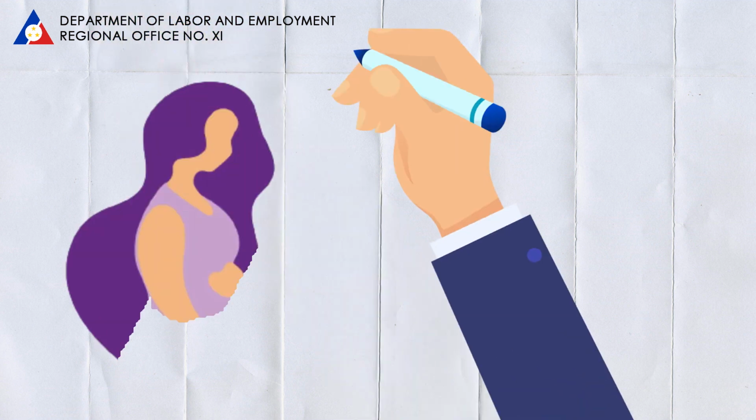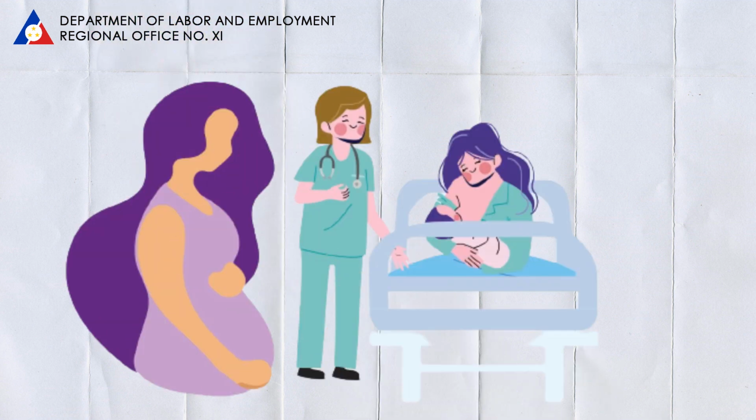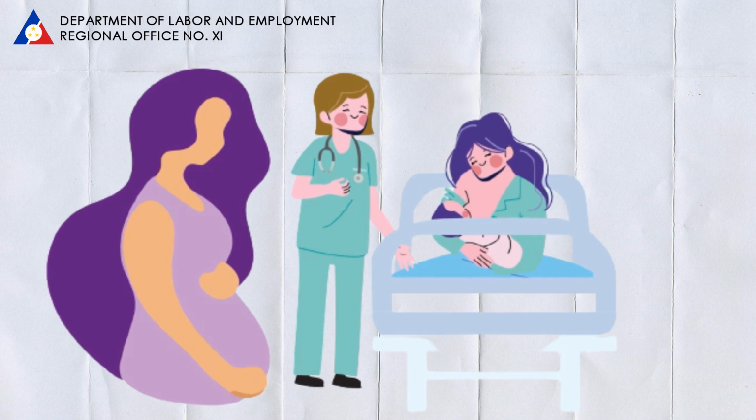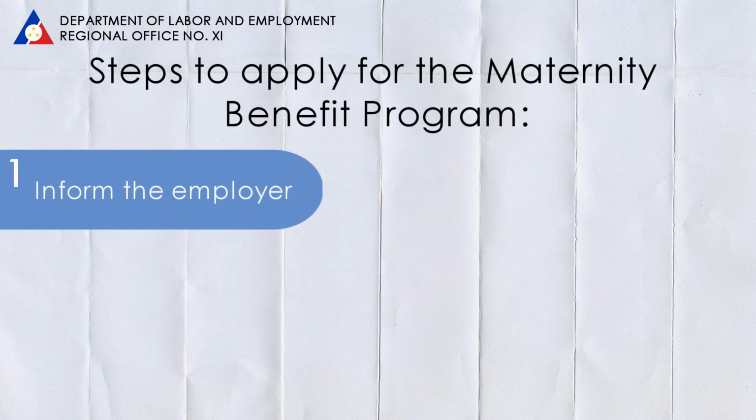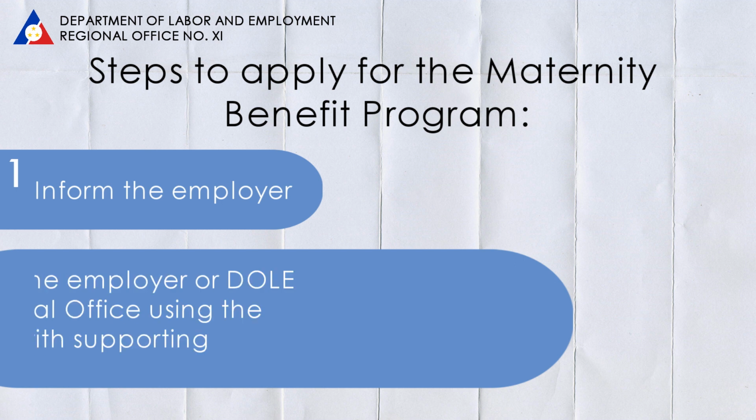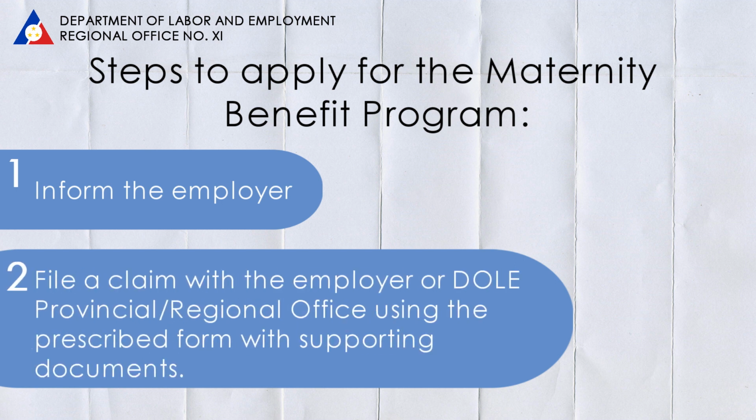If you are a female worker who is pregnant or who has recently given birth, here are the steps to follow. 1. Female workers should inform their employer as soon as possible about their pregnancy or pregnancy-related condition to establish eligibility for the benefit. 2. To apply for the maternity benefit, the worker or their representative should file a claim with the employer or the DOLE field office. The claim should include the filled-out prescribed form with the supporting documents.